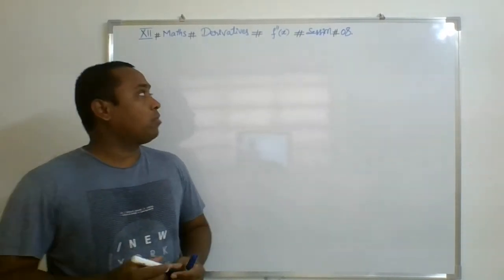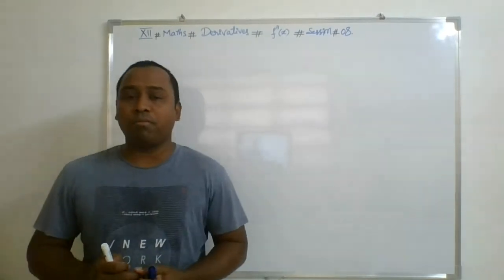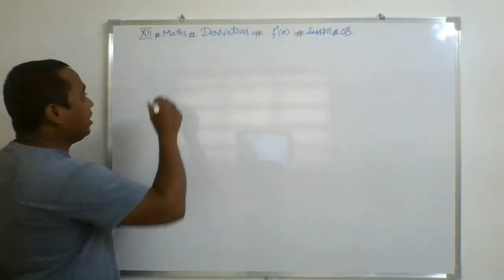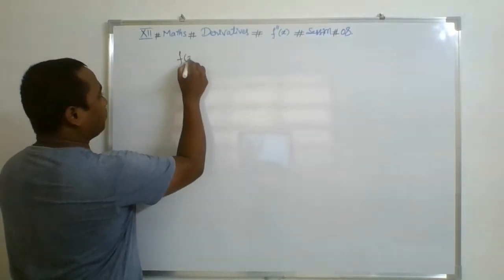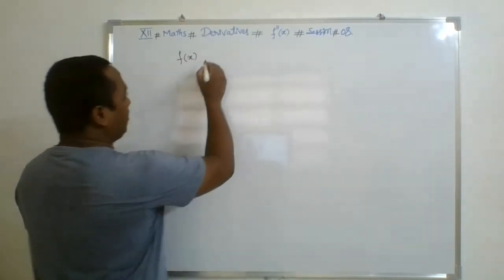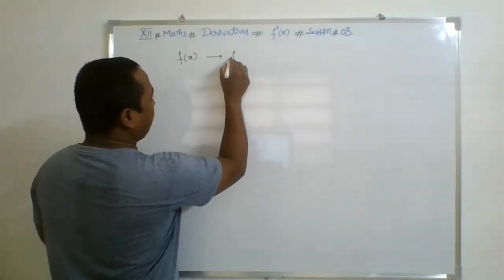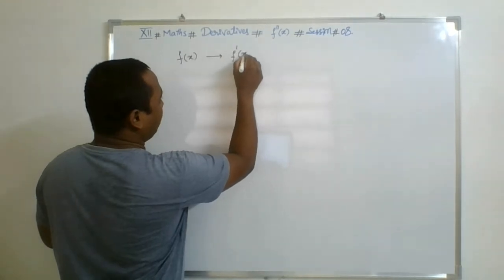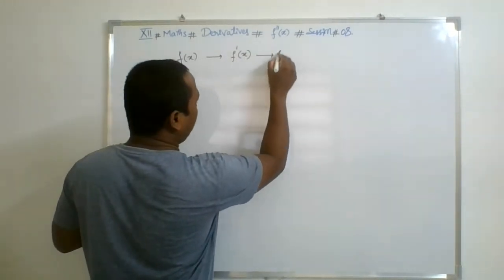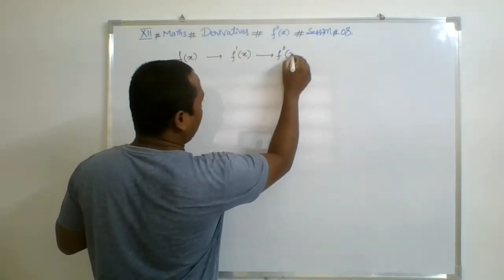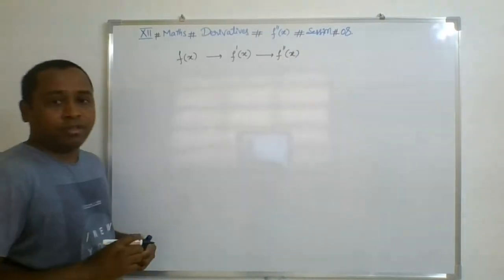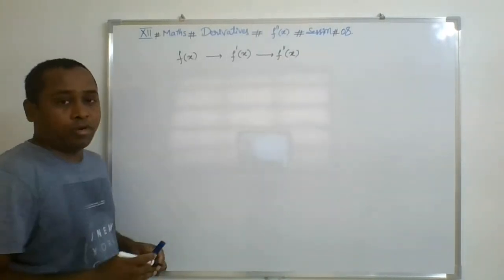So now just have a look. It's a very simple topic. See, if the function is given as f of x, then its single derivative is denoted by f dash x and its double derivative is denoted by f double dash x, right? This is the symbolic notation.